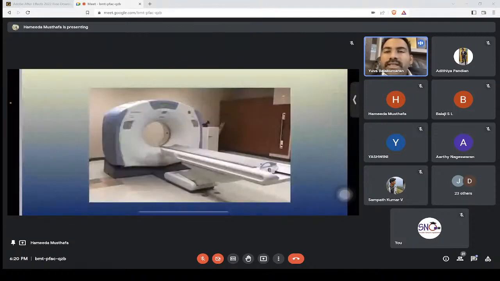So this is the CT scan. That couch where we lie down is the couch, and that one is the gantry. In that gantry, there will be an X-ray source, and it will be rotating. So a cross-section picture of your body will be taken by the X-rays, and you can see it in the monitor. So it uses X-rays.